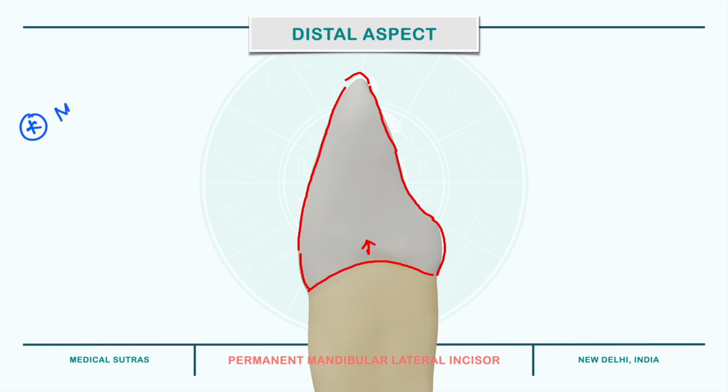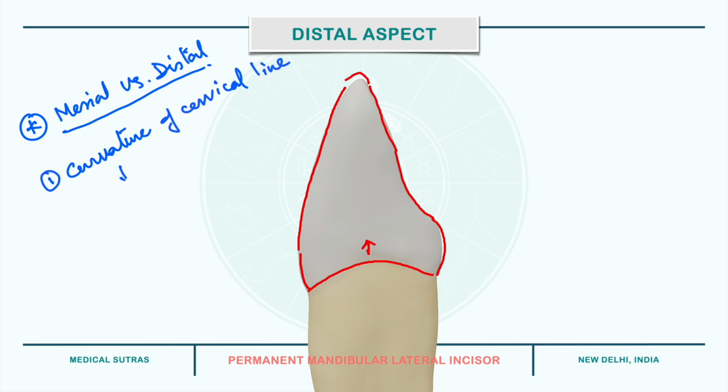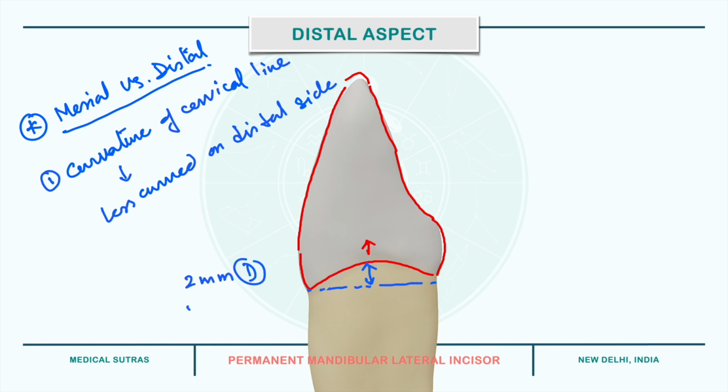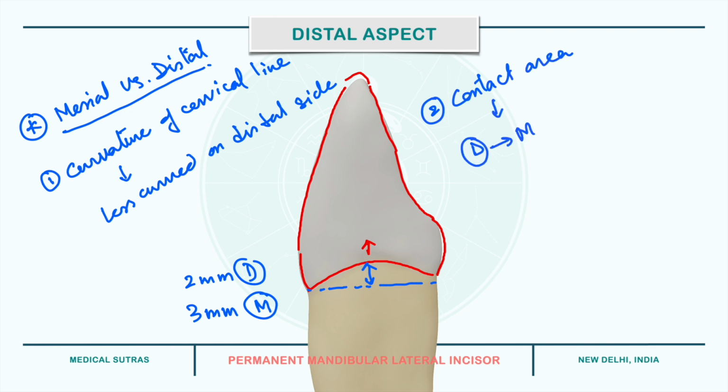The key features that differentiate mesial and distal aspect include: number 1, curvature of the cervical line. It is less curved on the distal side. That is, if we remember from the previous slide, the cervical line curvature is around 2 mm on the distal side and 3 mm on the mesial side. The second point is the location of the contact area. On the distal side, the contact area is more cervical as compared to the mesial contact area.